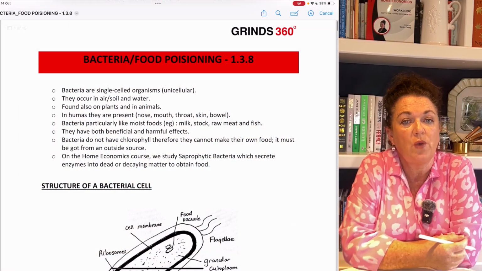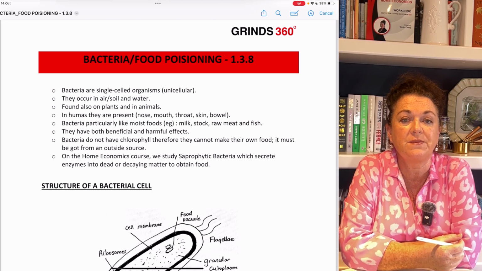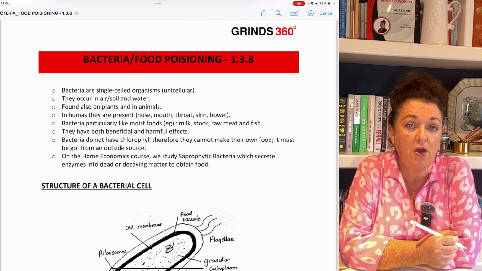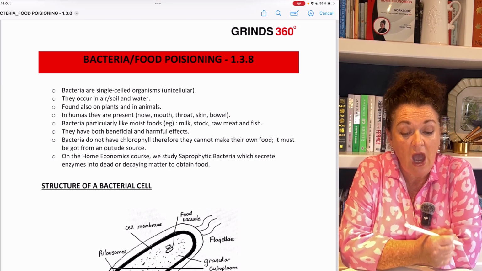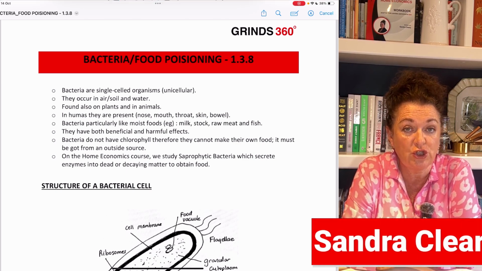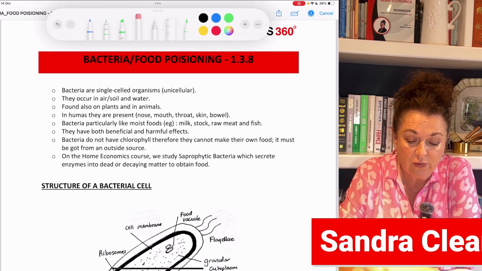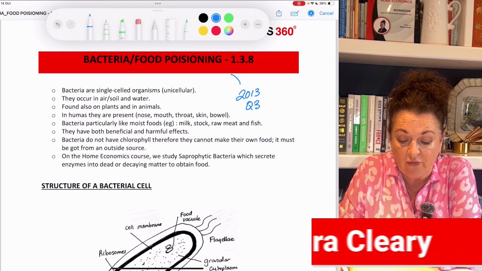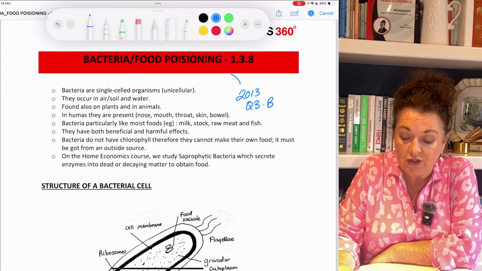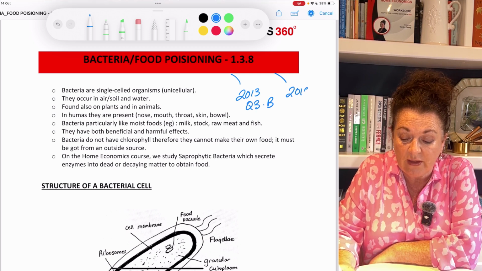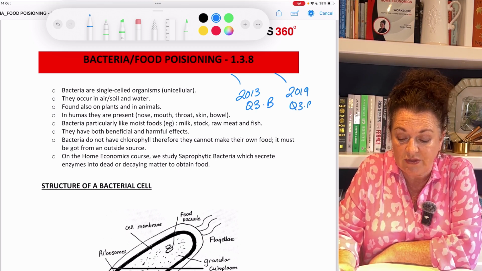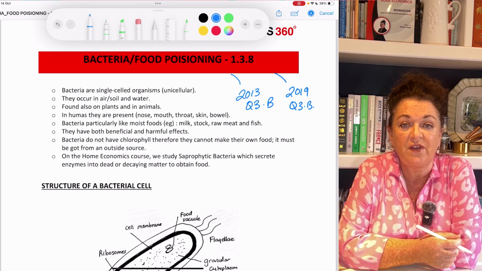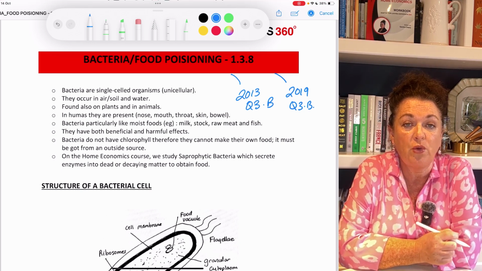Hello, today we're moving on to our second of three microorganisms. So far we have studied yeast, which we know has never appeared on a long question on our home economics exam. However, bacteria has appeared on two occasions, and the first of those occasions was in 2013 on question 3 on section B. Then we had to wait 6 more years, and in 2019, again on question 3 on section B, bacteria appeared again. Now, have you noticed there that that was question 3 on both years?